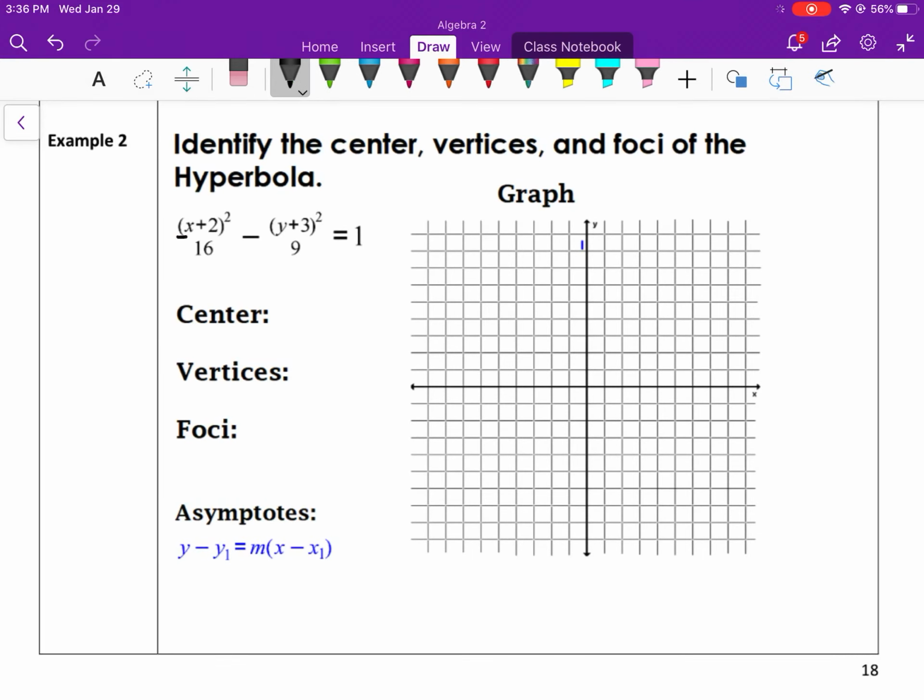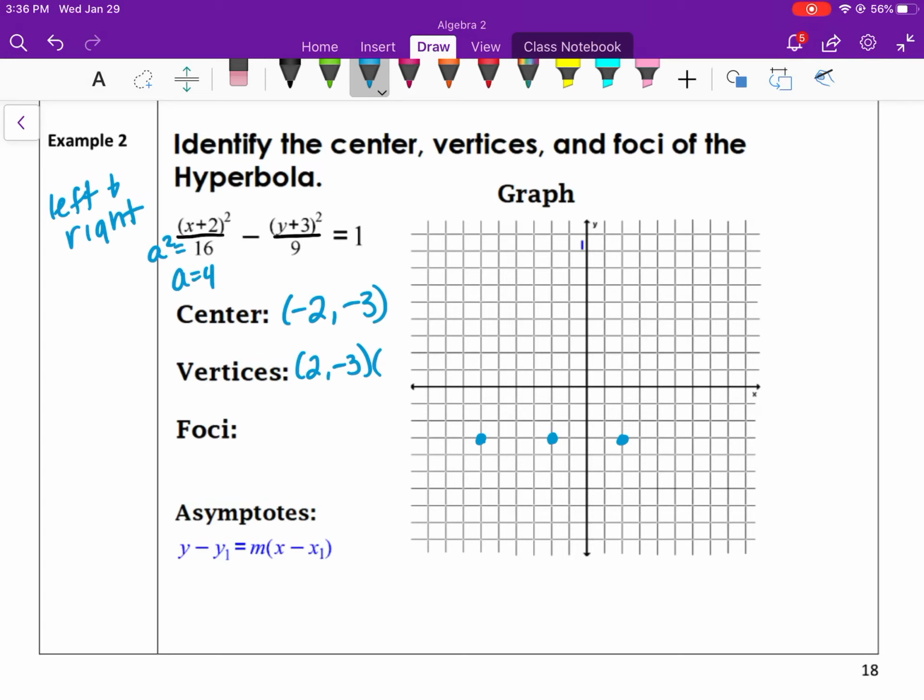Looks like I'm missing my fraction bars here, so I'll draw those in. So here the center is at -2, -3. The x value comes first, so this one will open left and right. So if I start with my center at -2, -3, then a squared is 16, so a equals 4, which means from your center, your vertices are going to be 4 to the right and 4 to the left from the center. So you can use your picture and see that that's at 2, -3, and 1, 2, 3, 4, 5, 6, -6, -3.